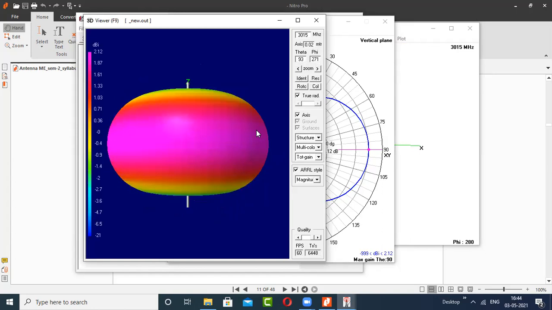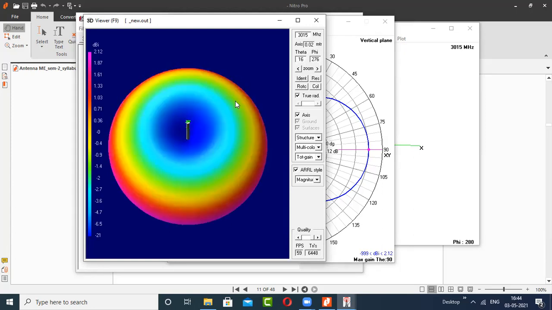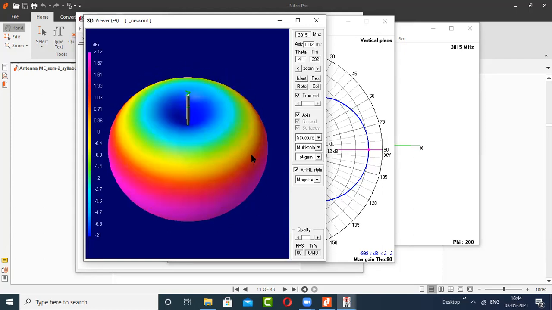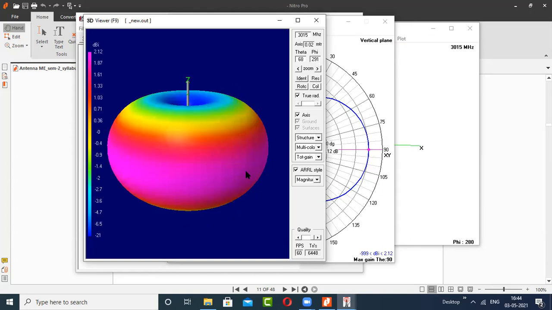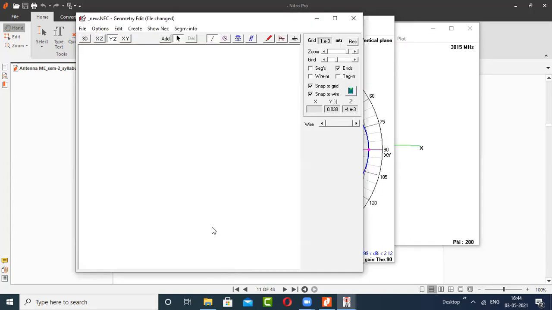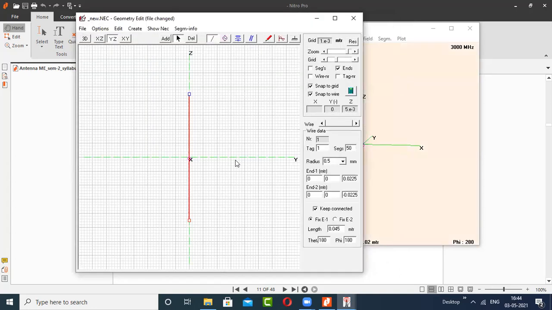Actually, for the entire band, the behavior should not change. Your gain may deviate. So you can see that the antenna is still radiating in a similar way. The only thing is, if you are changing the length, the resonant frequency and the band are going to get shifted, right?